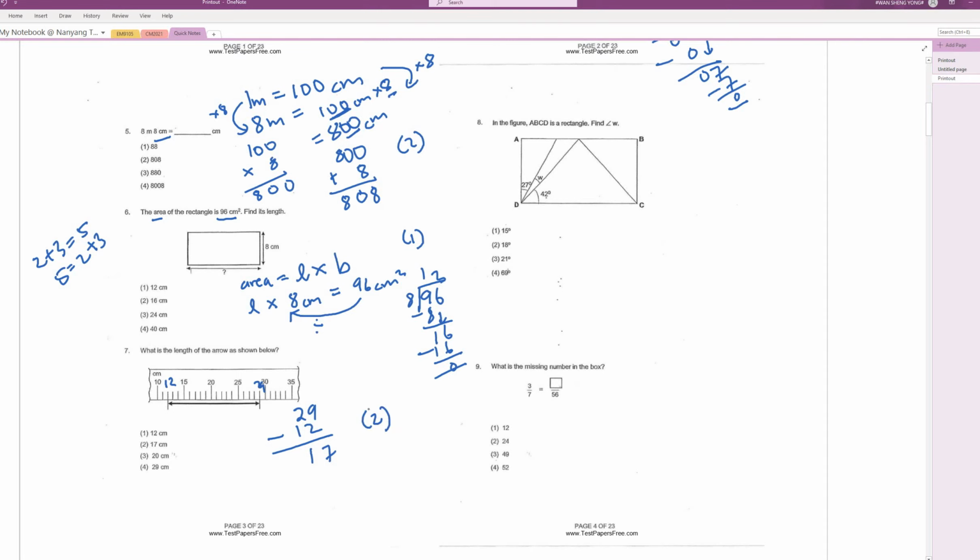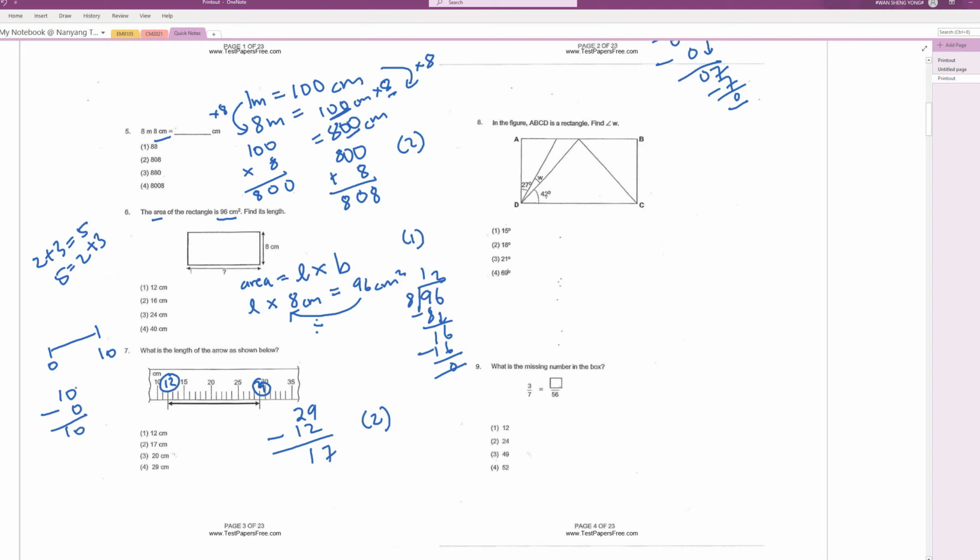Alright, take note, we always take the ending number, and we subtract the starting number. Okay, what happens if you start from 0? Alright, so we start from 0, then we end at 10, for example. Okay, so we simply take 10 minus 0, which is equals to 10.